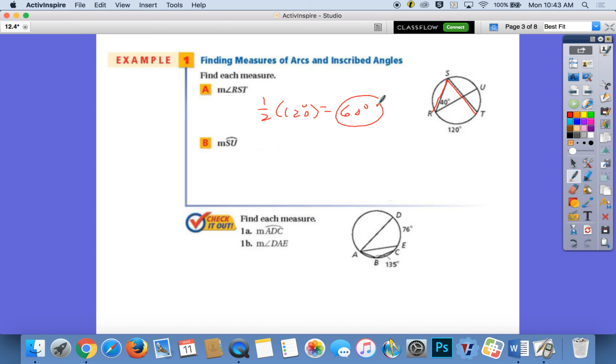Then going backwards, we want to find the measure of arc SU. Let's zero in on the angle that intercepts it. This is 40 degrees, and the arc is going to be twice that. So your answer is 80 degrees. Like I told you guys, it's not hard. It's a matter of remembering all these theorems, all these rules.